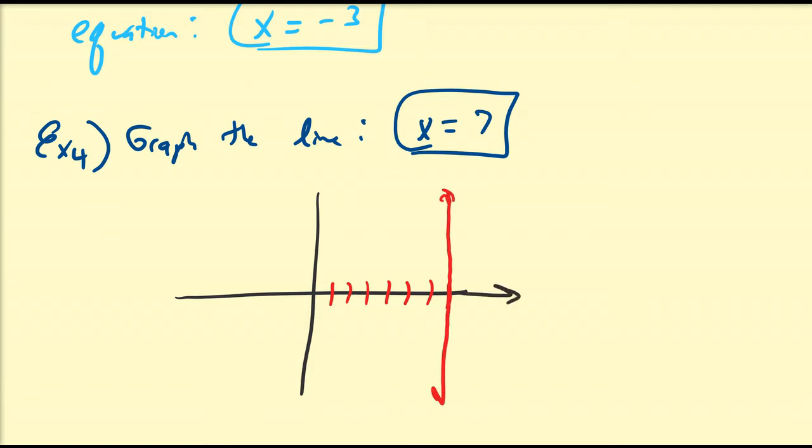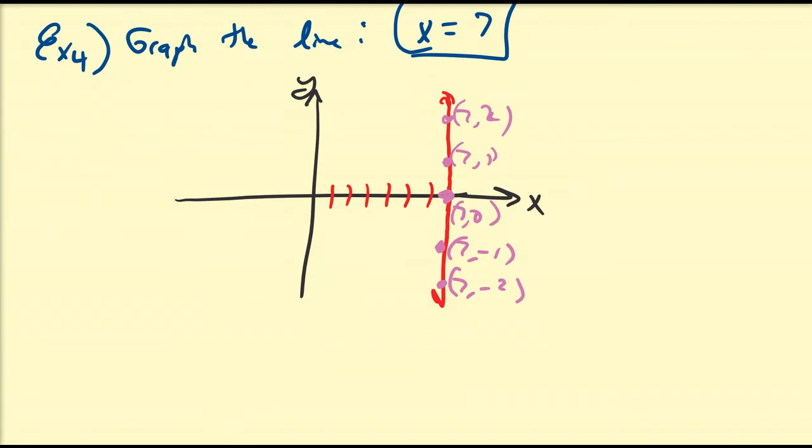Let's assume that this is the x-axis and this is the y-axis. So this point right here is going to be (7, 0). This is going to be (7, 1), (7, 2), (7, -1), (7, -2). So clearly, this is going to be the graph of that vertical line.